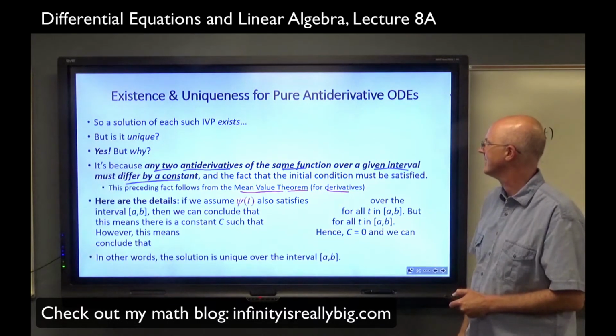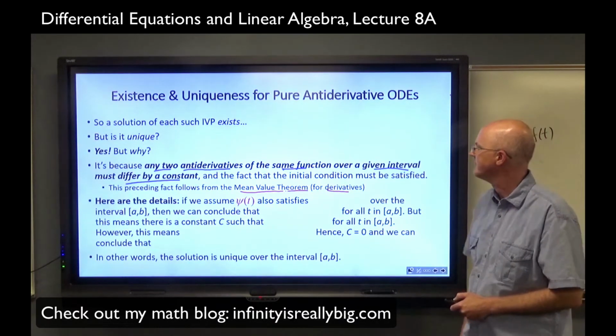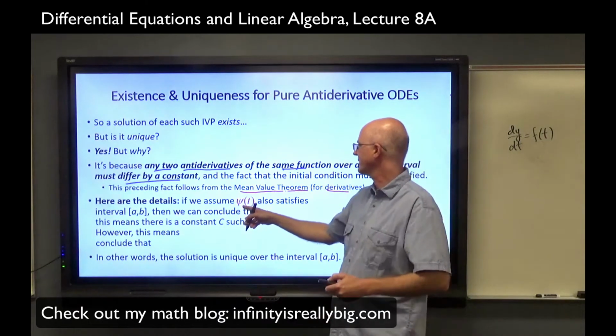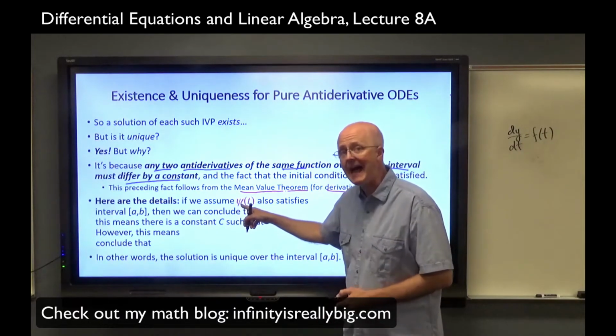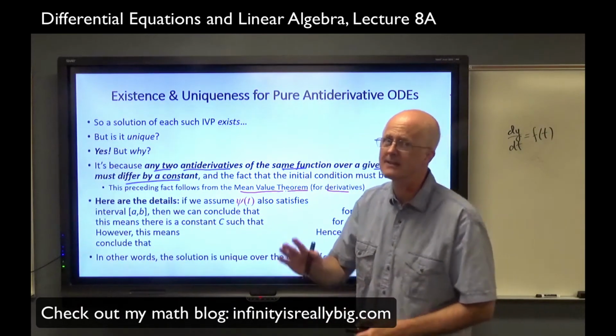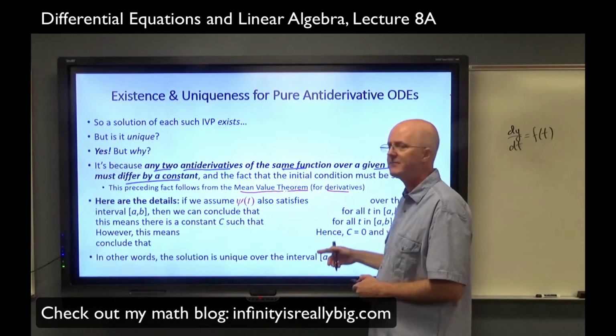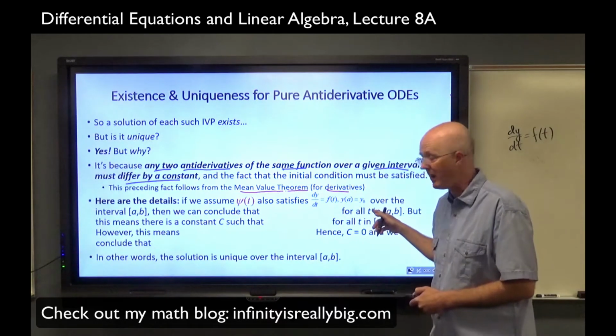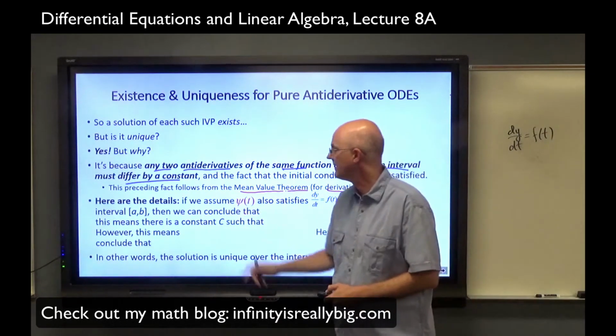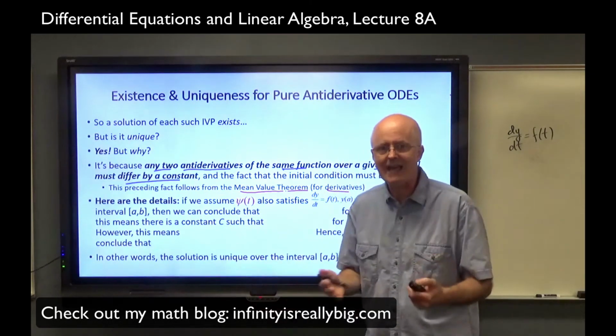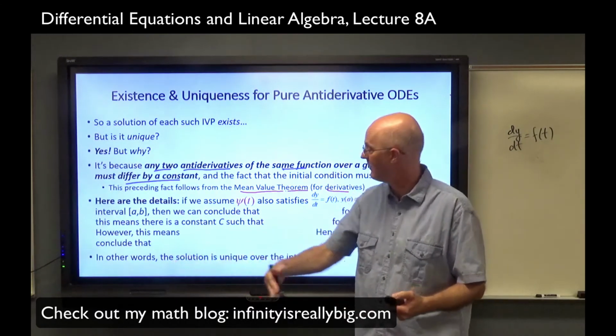Let's use it though. Let's go ahead and give an argument. If we assume, oh, here's another Greek letter. Isn't that pretty? Psi. This is not quantum mechanics. Okay, psi is used a lot in quantum mechanics. Psi of t also satisfies the initial value problem over the interval. Can we prove that psi of t must equal phi sub y0 of t?